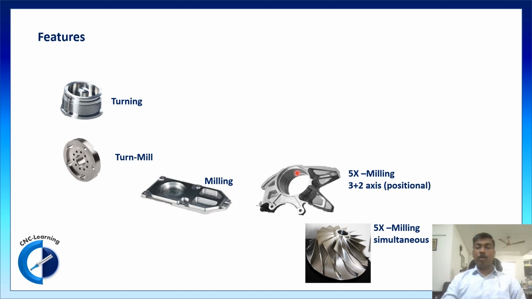When you want to do a part with a feature like this, an impeller with a blade, the orientation of which is continuously changing, you need a machine with 5-axis simultaneous milling capability.